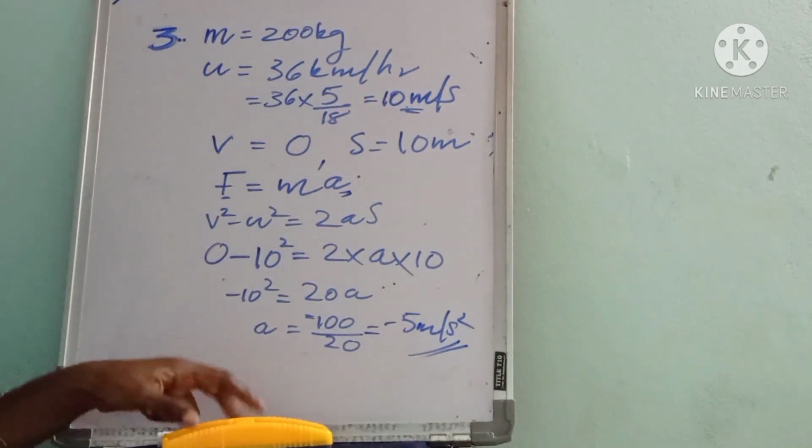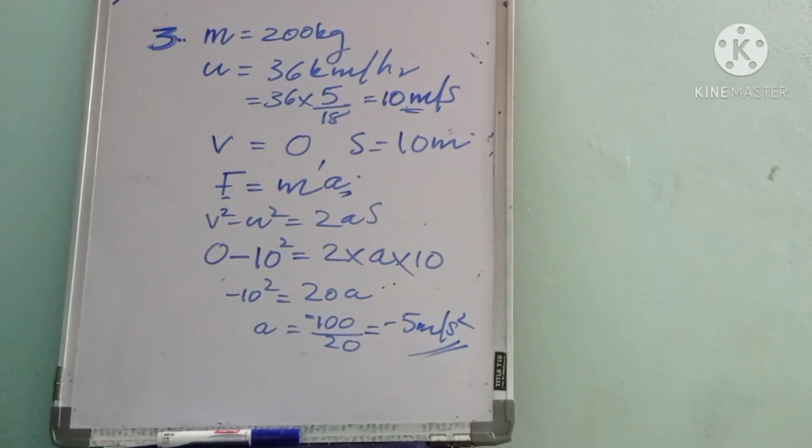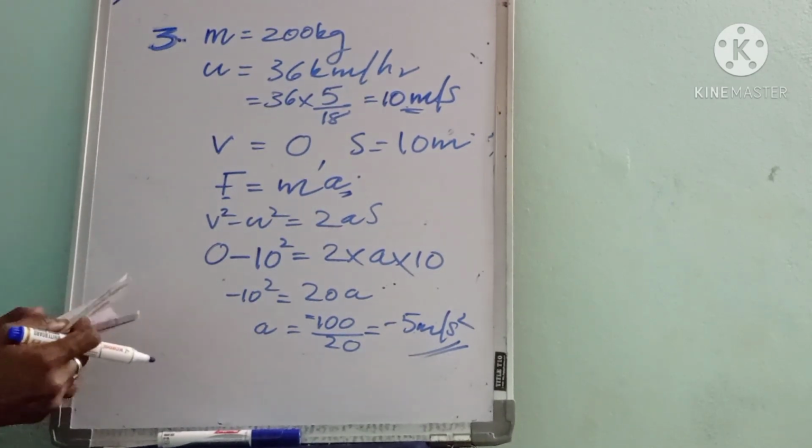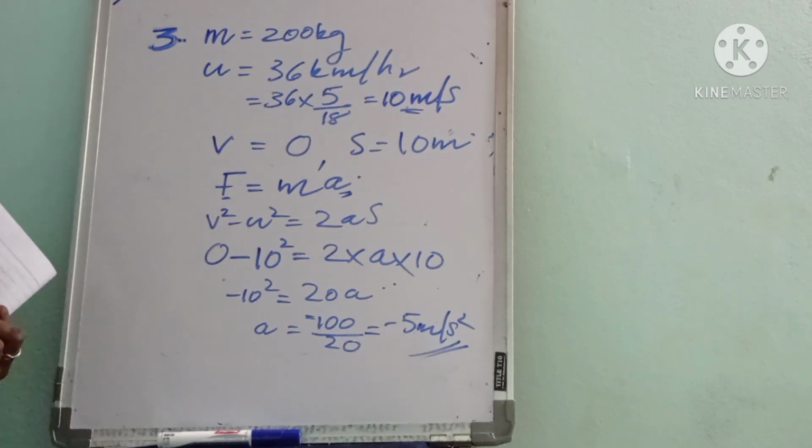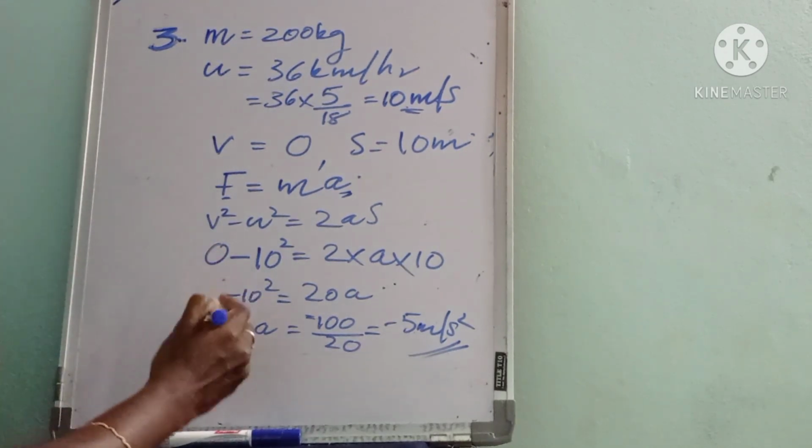Here we got a negative sign, minus 5 meter per second square, because the velocity is decreasing. So the motion of the car gets retarded. So here we have to calculate the retarding force F.